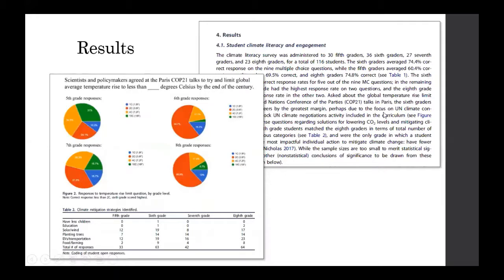And here's the results, in which they present the data that they collected. So, climate literacy survey administered to 5th graders, 6th graders, et cetera. And it's giving an overview of the data. And then we see charts, and here's some colorful pie charts and a table showing the data that they collected. And again, with these walls of text that you find in scholarly articles, you're looking for tables and charts and things popping up in the middle.